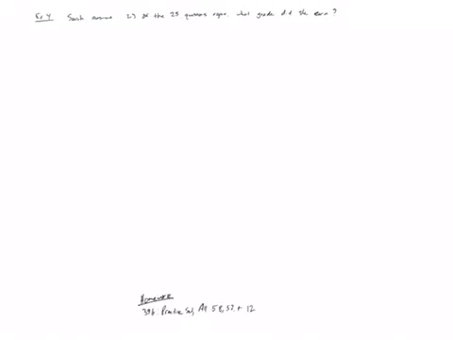I have one more here. This is like example 4. It says Sarah answered 23 of the 25 questions right. What grade did she earn? Same idea here. We would say 23 out of 25, part over the whole, is equal to the percent, I'll call that x, over 100.